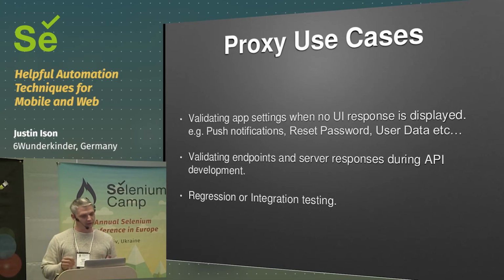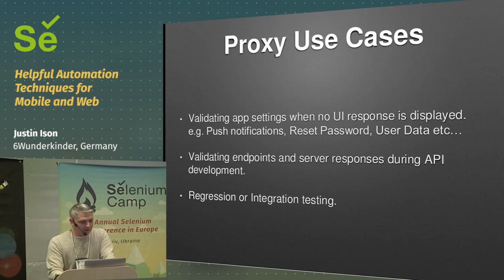So what are common use cases for proxying, using a proxy server in this case? Settings is a good example on apps. A lot of times, you'll toggle a push notification button or turn emails off and on. You have no clue if they actually work. It's just a switch. It turned on and off. But using a proxy, you could actually validate that action occurred and it worked.